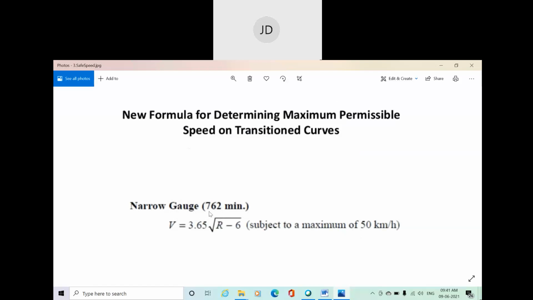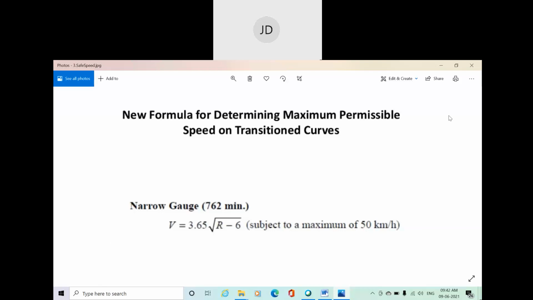For narrow gauge, specifically for the gauge having 762 millimeter, this is the equation for the maximum permissible speed over a transition curve. V is equal to 3.65 multiplied by root over (R minus 6). But it should not be more than 50 kilometer per hour. This should also be taken into consideration. This value should not be more than 50 kilometer per hour.